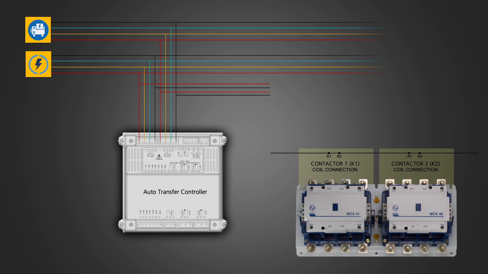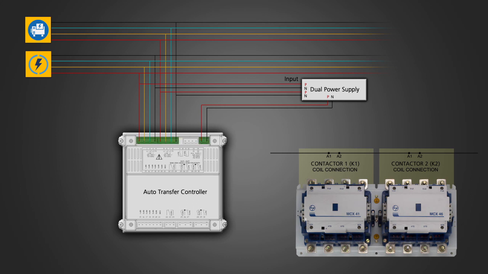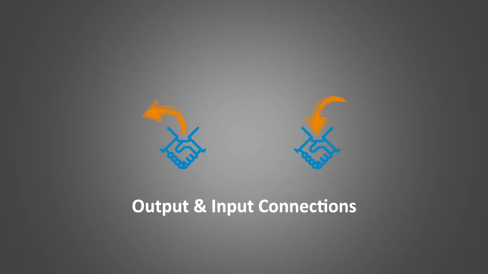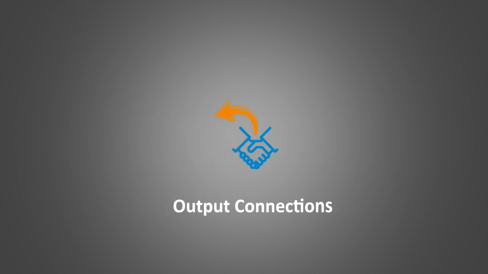A dual power supply is used for auxiliary supply connection of ATC and the contactors. This is the power connection of the controller. Now we will look at the output and input connections between the controller and contactors. Output connections.